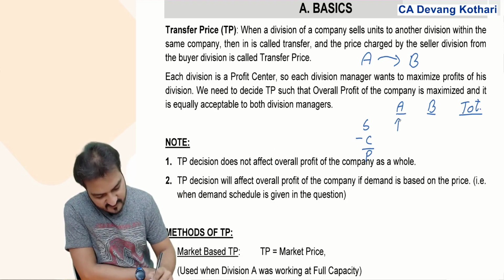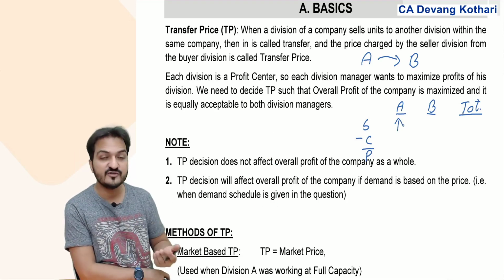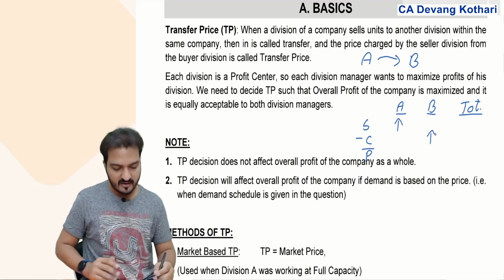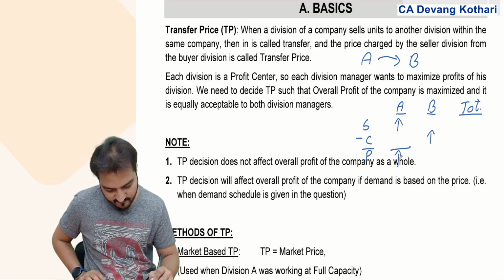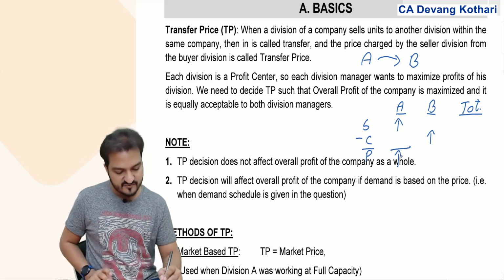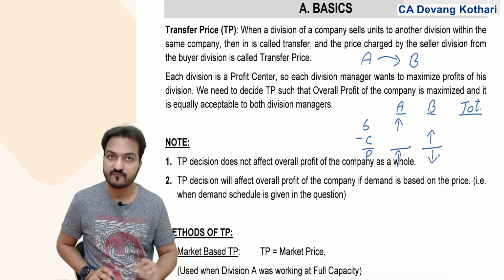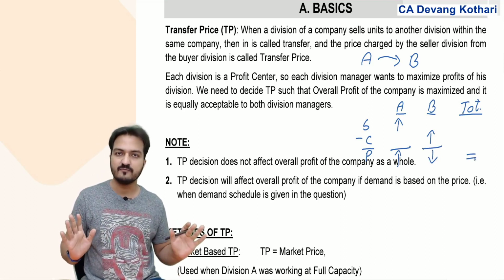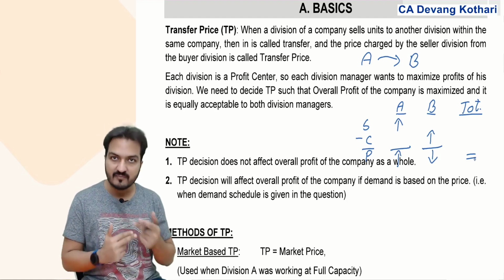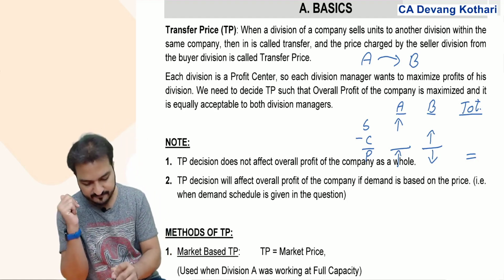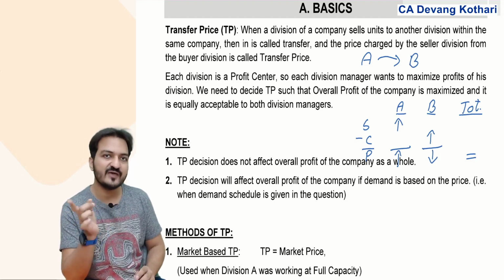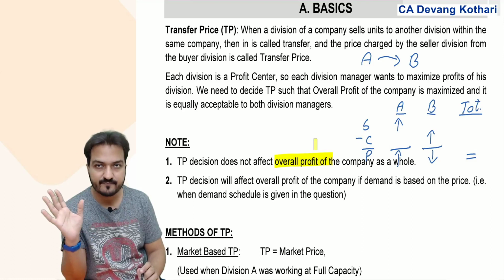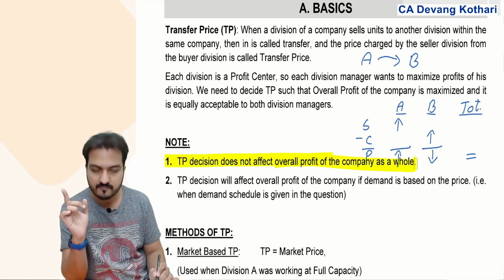So their sales will be more. For division B, cost will be more. So if the transfer price is charged very high, division A will get more profit because the sales is more. Division B will have more cost, so it will get less profit. The overall impact on the overall profit will be zero. Because transfer pricing is an internal matter, the transfer pricing decision will affect the profits of each division. Will it affect the overall profit of the company? No. This is my basic rule.